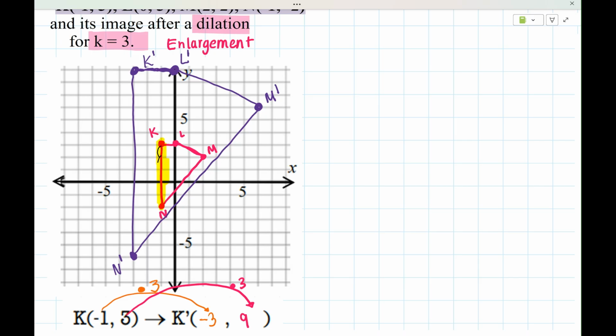We can do a quick check also. Let me find the length of this side of the shape. That length is 5. The corresponding side is K prime N prime, so I'm going to count what that length is. It should be 3 times bigger. If one is 5 and the other is 3 times bigger, then it should be 15. We count it and it is. That's how you can quickly check if you did your calculations correctly.